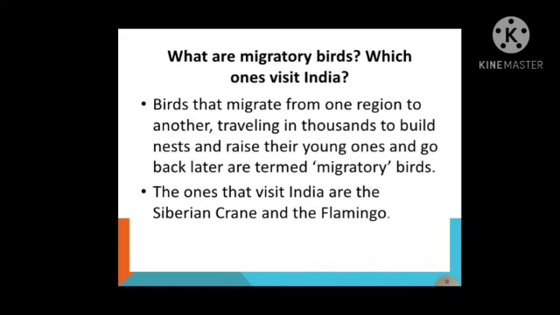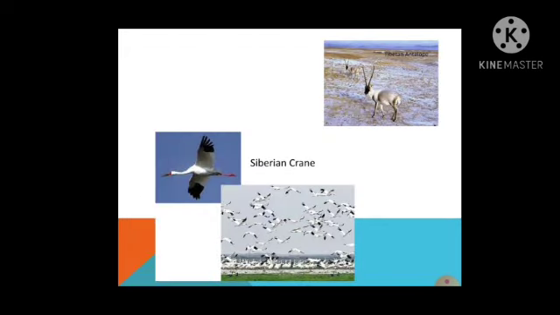Now, birds that migrate from one region to another, traveling thousands of kilometers to build nests and raise their young ones and then go back later, are termed migratory birds. The ones that visit India are the Siberian crane and the flamingo. You can see the picture.